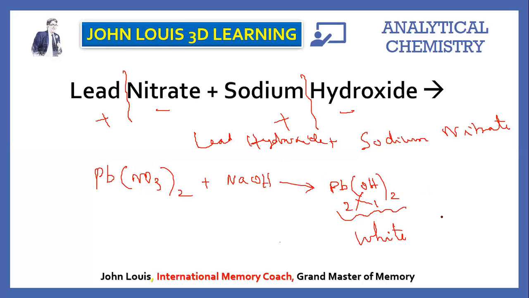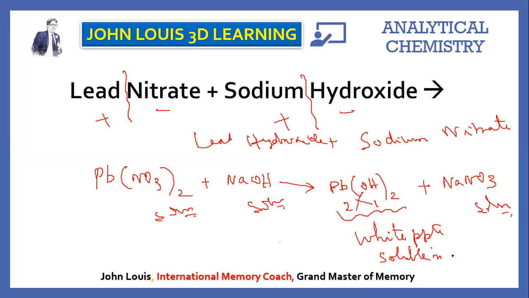So we need to perform one more test here. Plus what do you get? Sodium nitrate. What's the formula of sodium nitrate? NaNO3. So lead hydroxide is the only one that will be a precipitate. All the other things are solutions. So only lead hydroxide will form a precipitate. This is also soluble in excess sodium hydroxide.